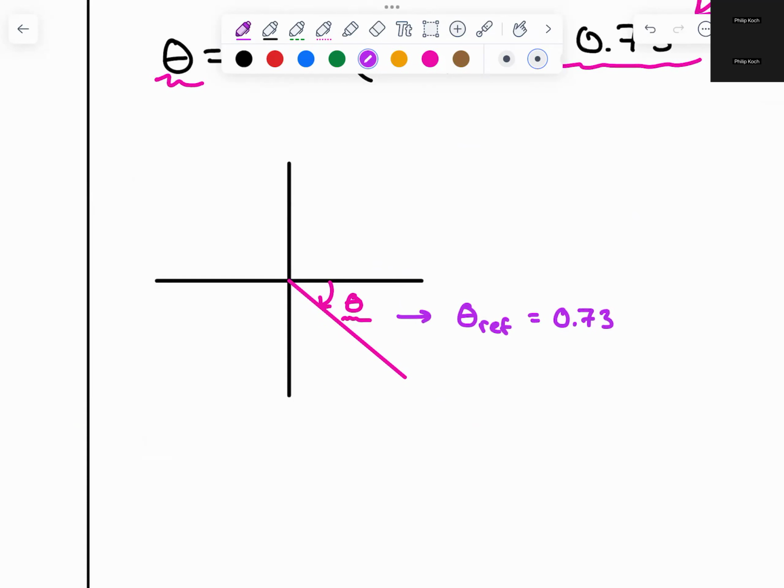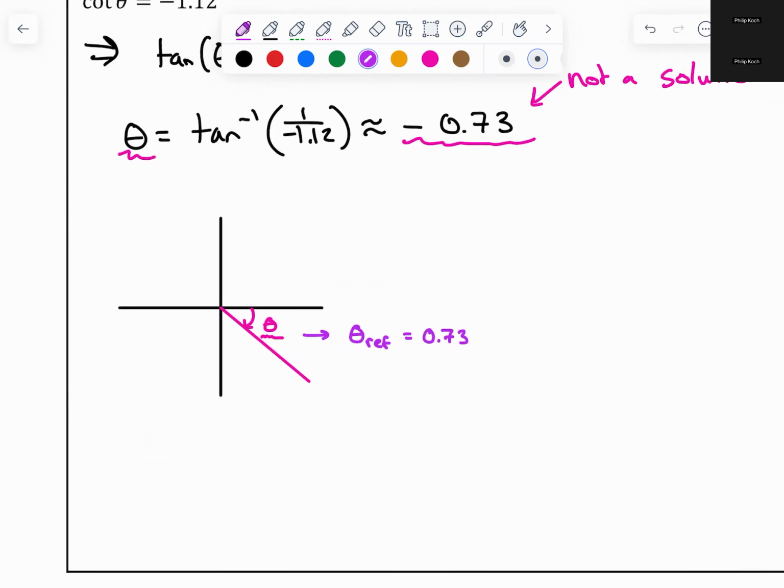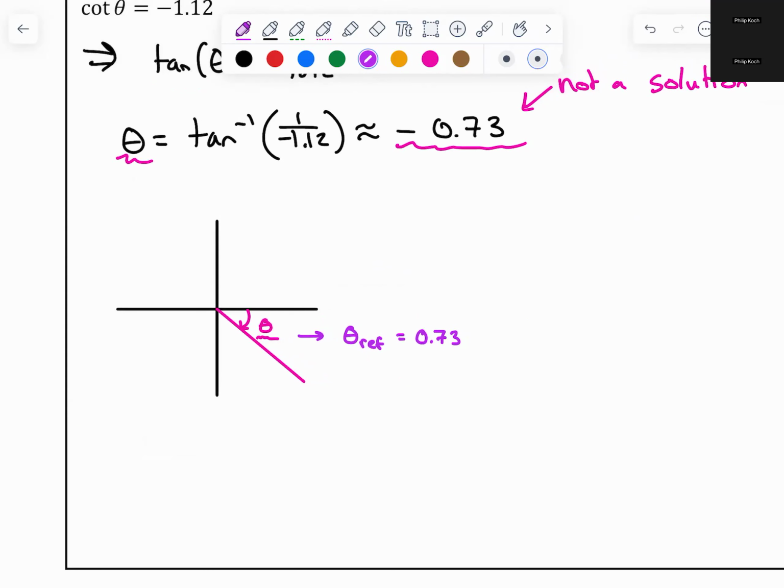Is that okay? So we need to find the actual solutions. One of them will be in which quadrant? Which one do you want to find first? Quadrant 2. That's going to be one of them. That's going to be over here. So we'll call that theta sub 1.